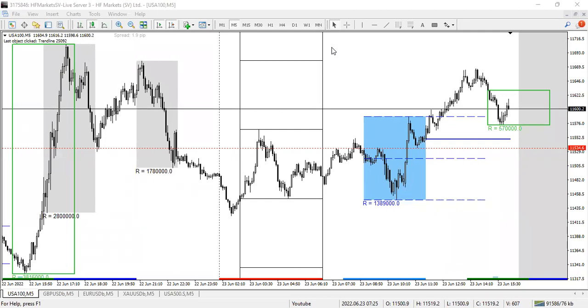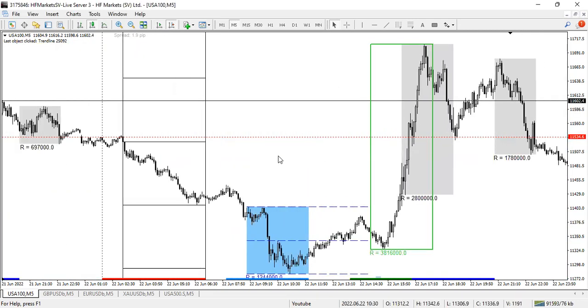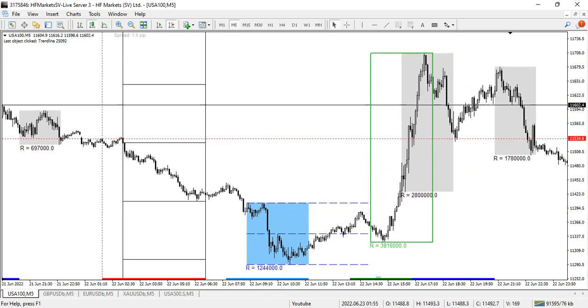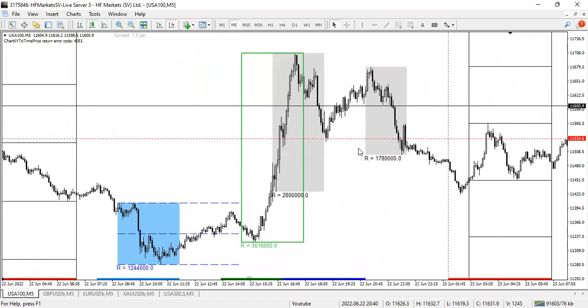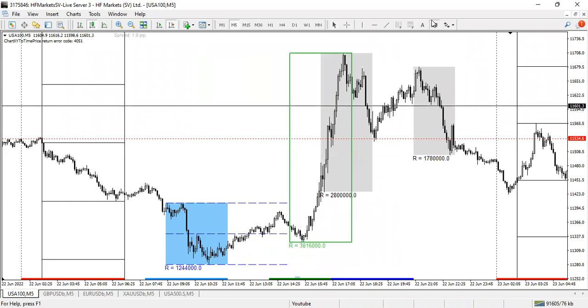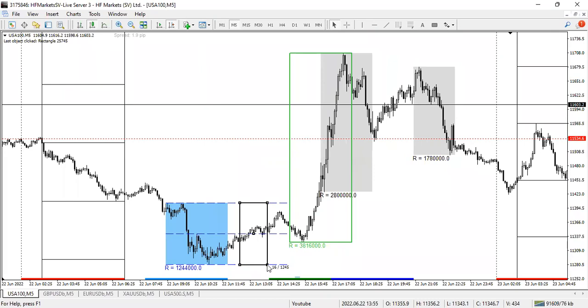All right? So let me give you an example. Here, the range for London is 124 points. That's what it means, 124 points. For London range, this is not a particularly large range for Wednesday, right? So if I was looking at range projections, I would have this, just duplicating the range.